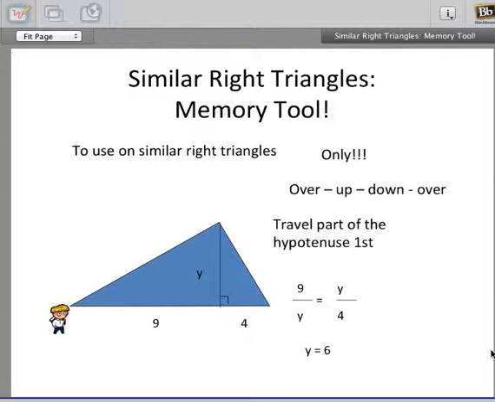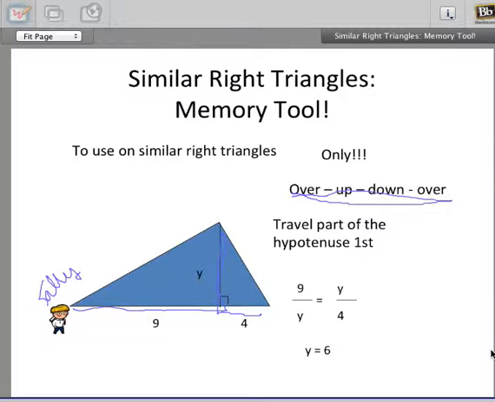The other memory tool is called over, up, down, over. And the reason we use this one is because now our side is on the inside of the triangle. This is Sally. Hi, Sally. She's going to run and then jump and then come back down and keep running. And that's how we set up our proportion for when there's a side on the inside of our triangle.